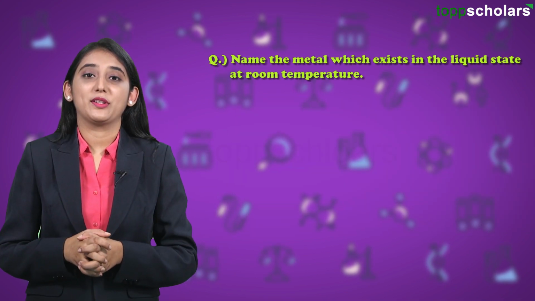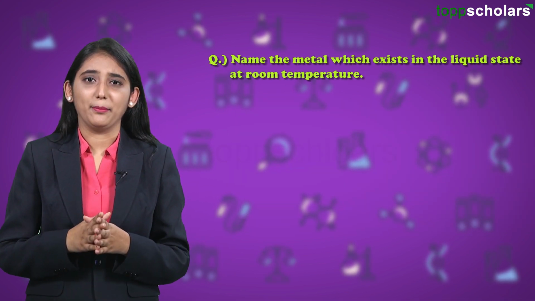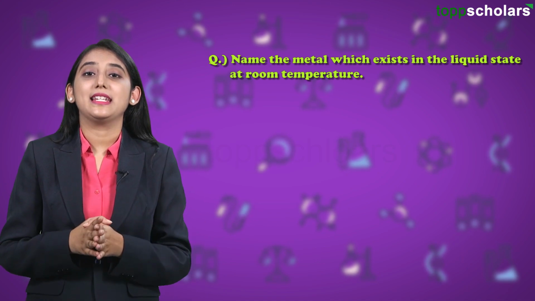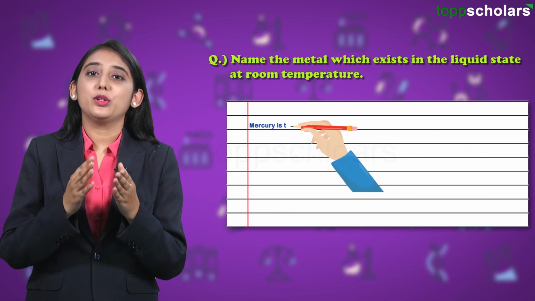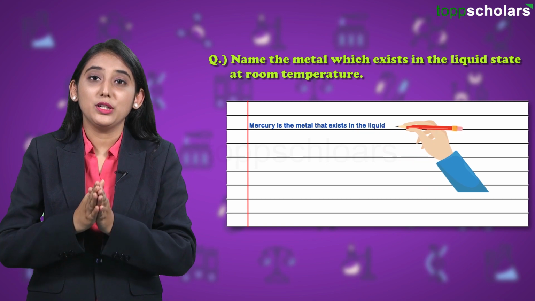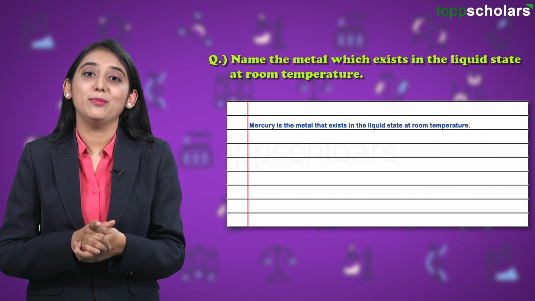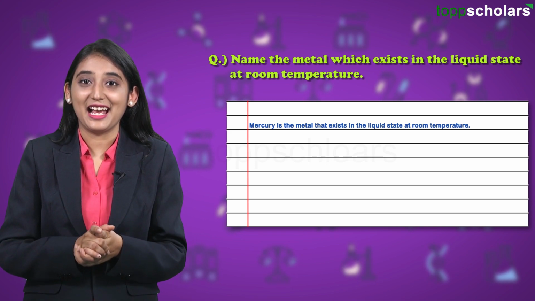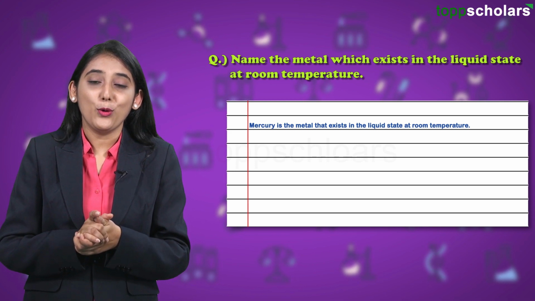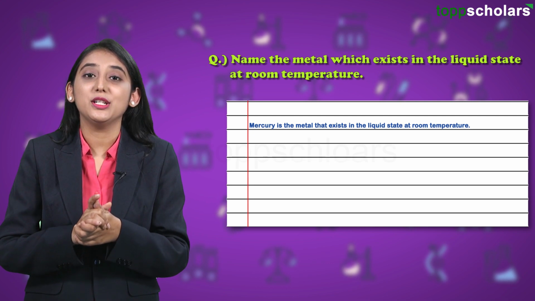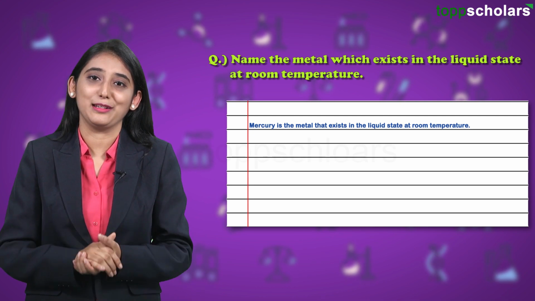The next type of question is name one. For example, a metal which is in the liquid state at room temperature. In order to answer these type of questions, you need to write down the complete statement. That is, mercury is the metal which is in the liquid state at room temperature. So for answering these type of questions, you need to write down the complete statement.